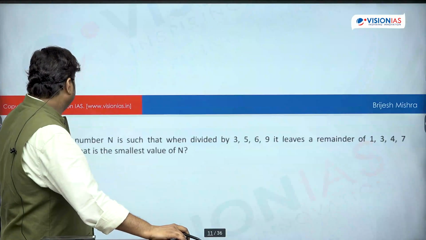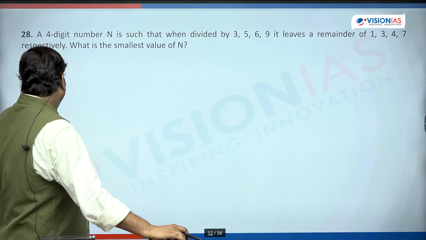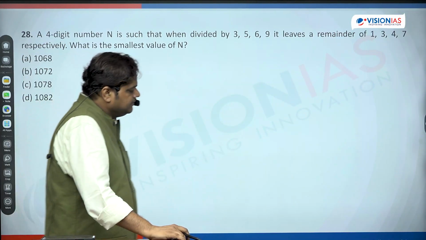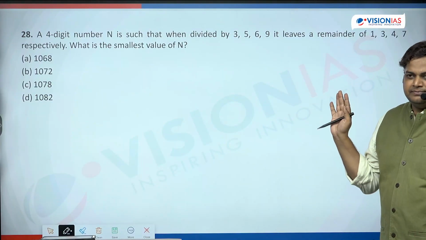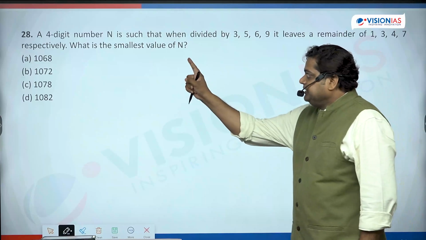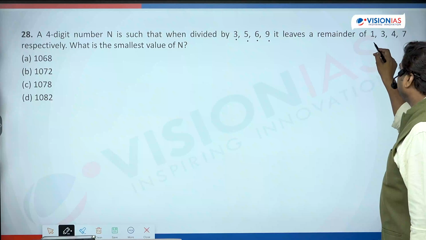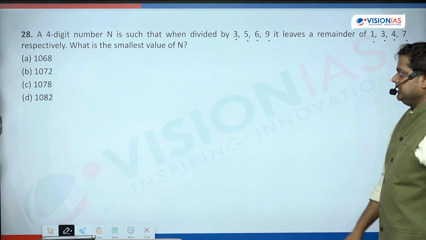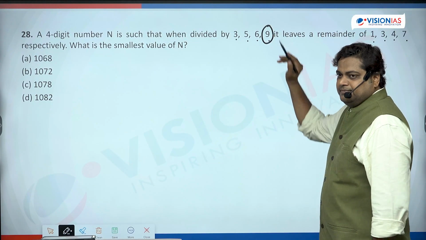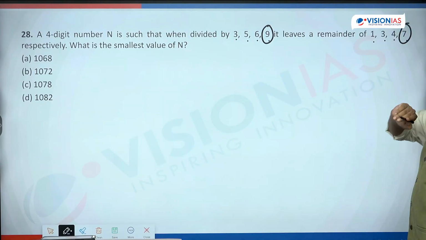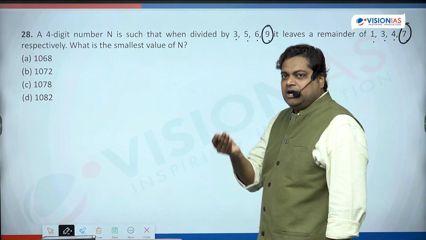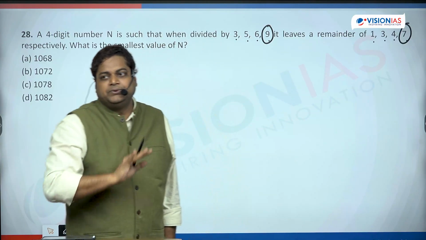Then next, see this. This is also a previous year question. We can simply solve this question by applying divisibility rule of 9. A 4-digit number n is such that when divided by 3, 4, 6, 9, it leaves a remainder of 1, 3, 4, 7. That means if the number is divided by 9, it leaves remainder 7. And we know divisibility rule of 9 and how we can get the remainder with the help of divisibility rule of 9.